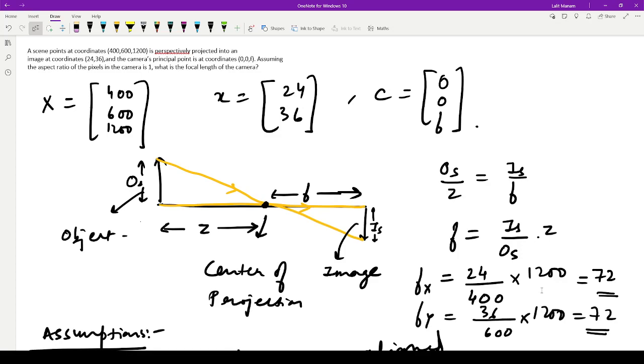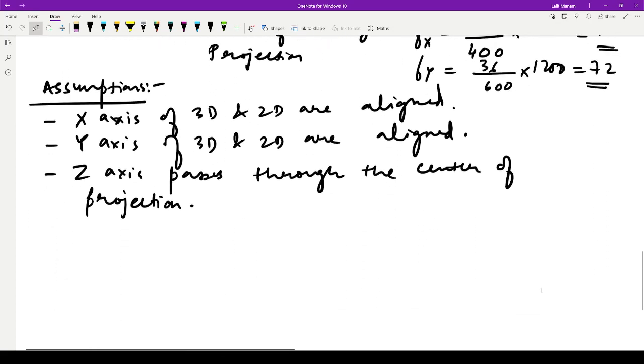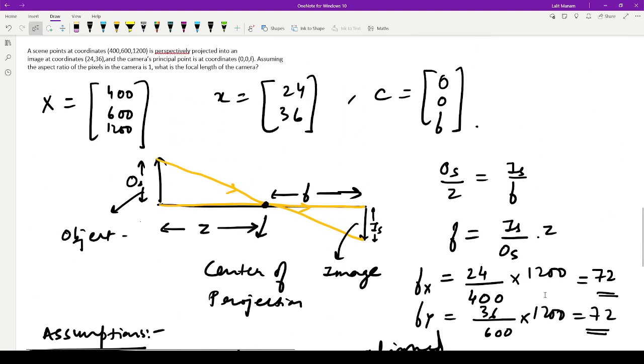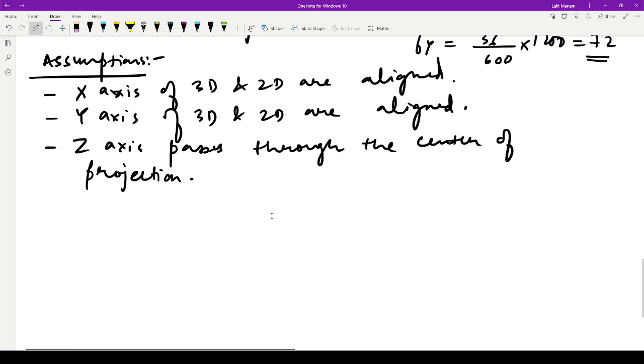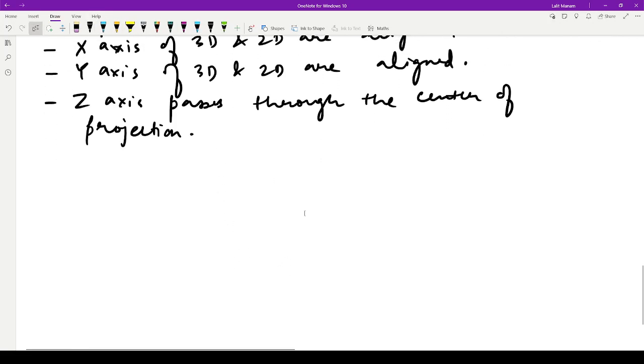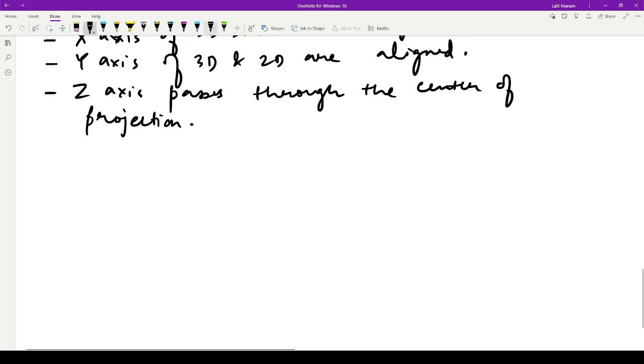Any doubt? Okay, that's good then. As I said, we'll briefly look through the pinhole camera model. Does this look like a pinhole to anyone? How does a pinhole camera look? A small hole will be there, and through the small hole the light rays will pass.